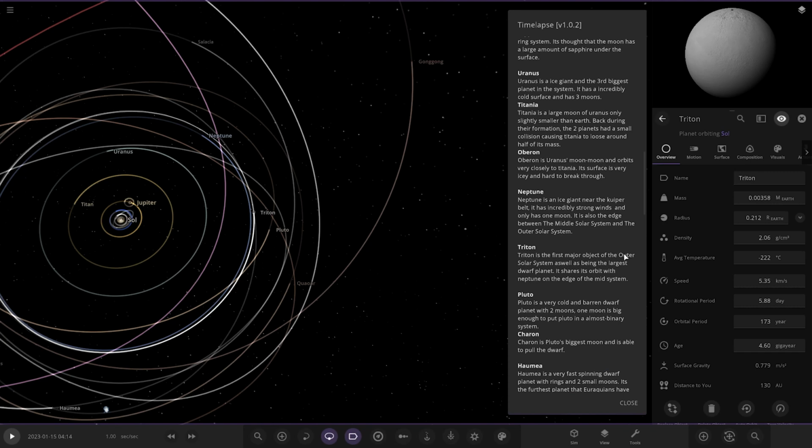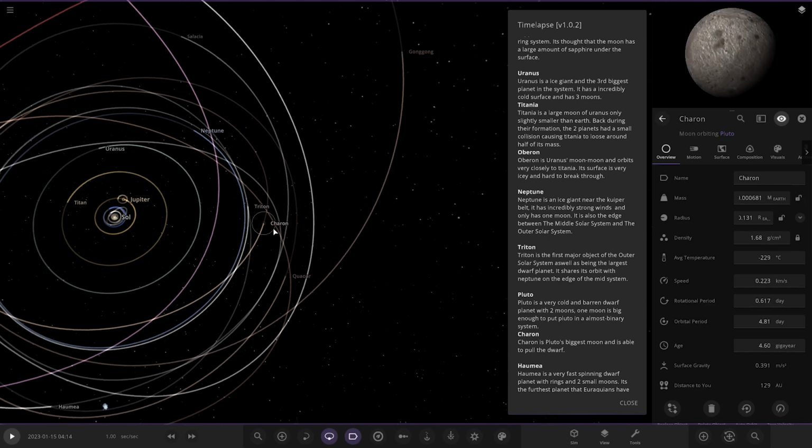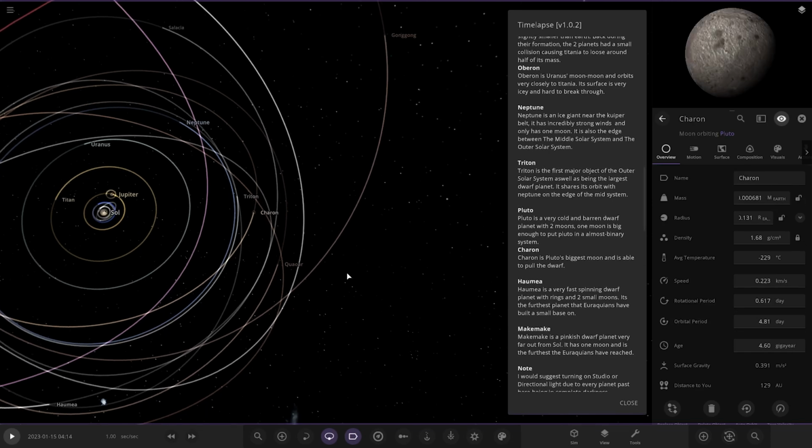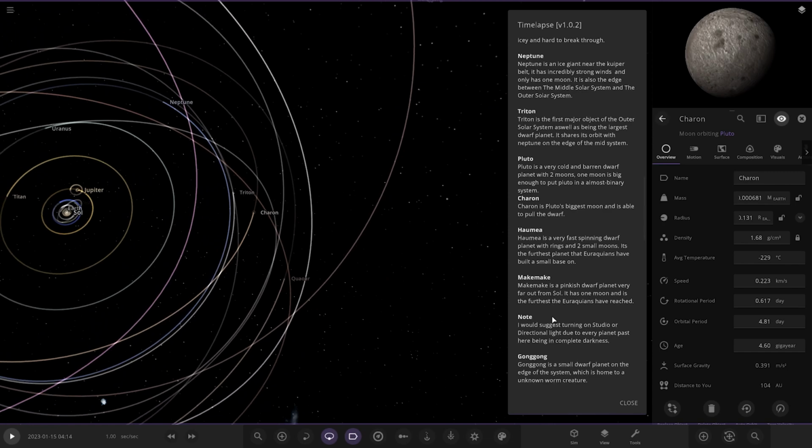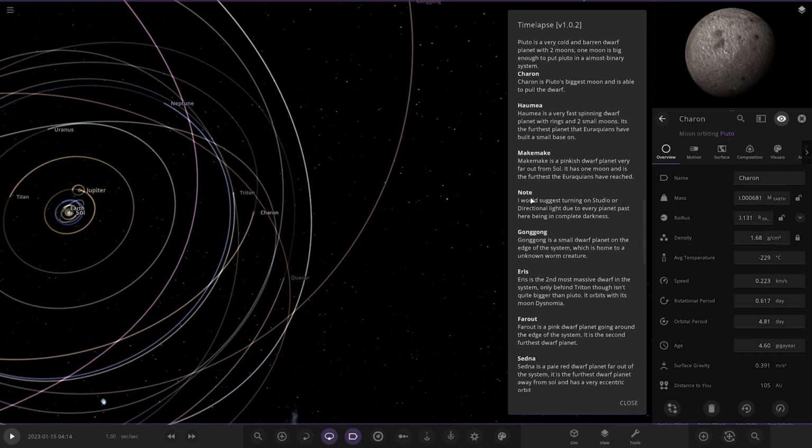So, first major object of the outer solar system as well has been the largest dwarf planet. Yeah, because it is larger than Pluto, remember? Very cool. So, they've got Pluto and Charon as normal out here. Their orbits are slightly different as well. Cool. Then we've got Haumea, Makemake.